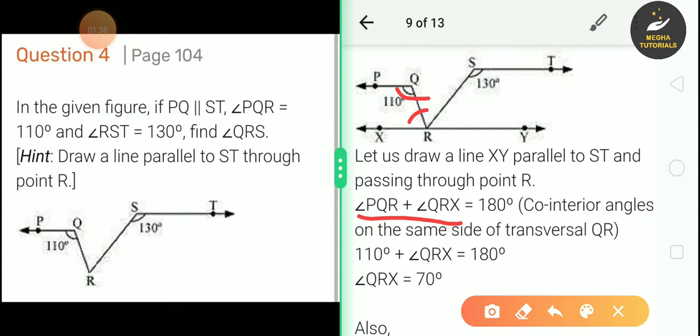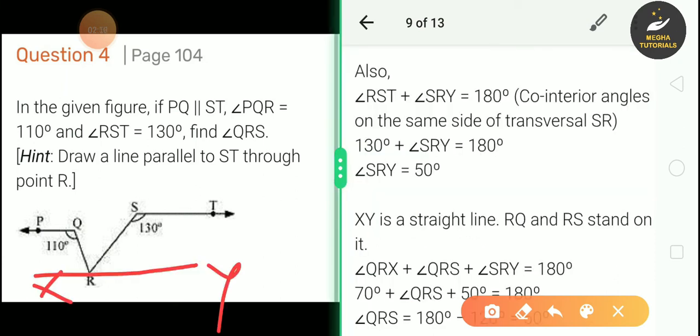So angle PQR plus angle QRX is equal to 180 degrees. Now PQR is 110 degrees, therefore you can write 110 degrees plus QRX is equal to 180 degrees. Then 180 degrees minus 110 degrees, so you will get angle QRX is equal to 70 degrees.